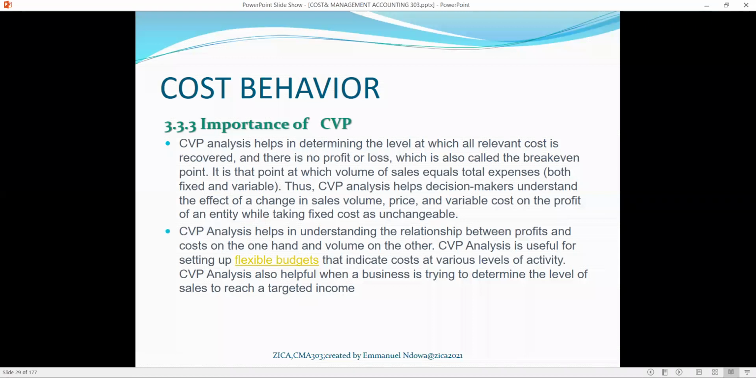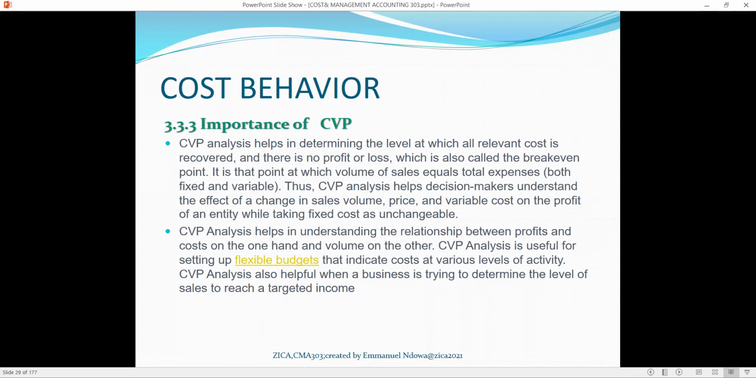Thank you very much. So the importance of CV analysis is that it helps in determining the level at which all relevant cost is recovered. If we are saying the relevant costs are covered, we are referring to the variable costs and the fixed costs. If your revenue is surpassing the total cost, that's when you are realizing profits.